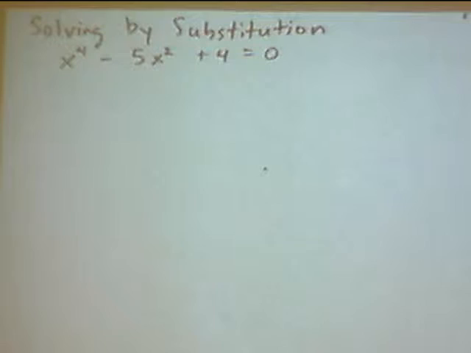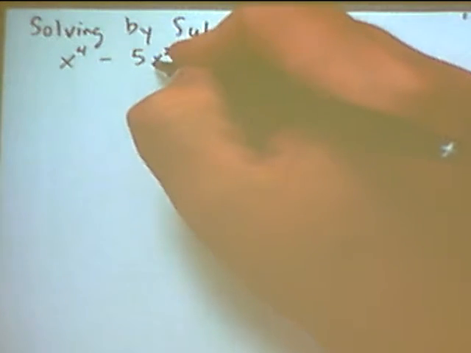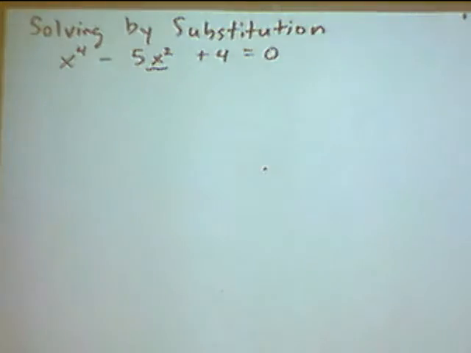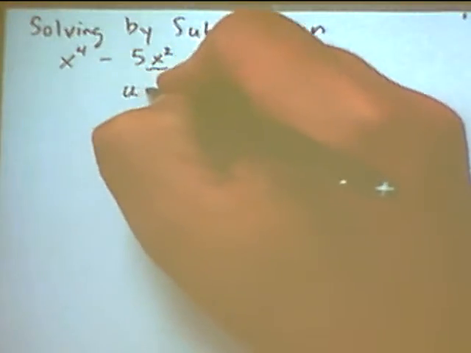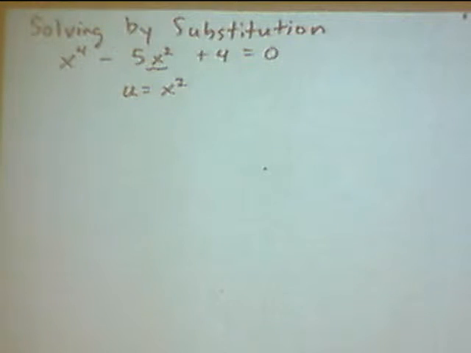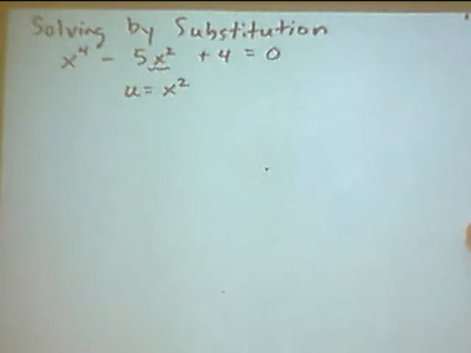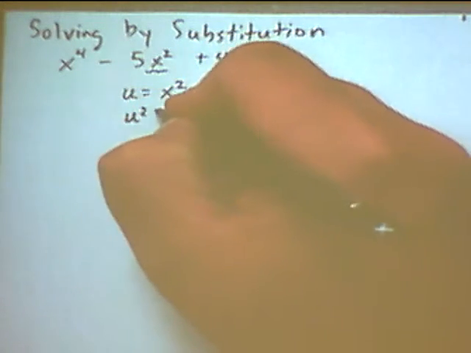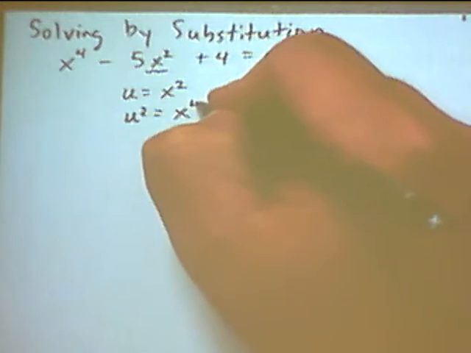It's always the same. We're going to use the variable u, and in this case you always take the variable part of the middle term. So in this case, the middle term is this negative 5x squared. The variable part is x squared, and that's what I'm going to call u. And then the way I like to do it, just to keep it clear, I square both sides of this, so I get u squared equals x to the fourth.